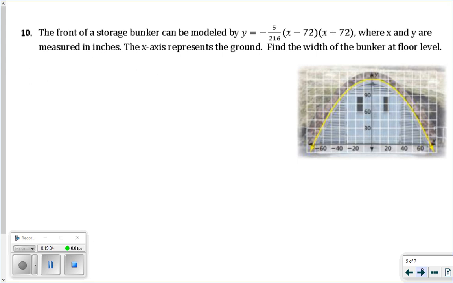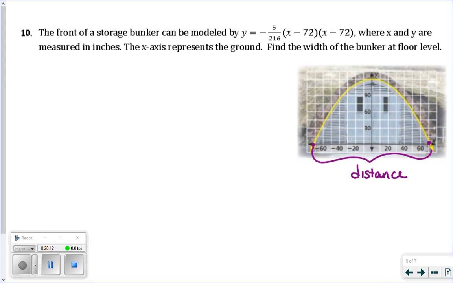It says the front of a storage bunker can be modeled by this equation, where x and y are measured in inches. The x-axis represents the ground. So the x-axis is where the floor is. Find the width of the bunker at that floor level. So I basically want to know the distance from here all the way to here. What is this total distance across where the bunker enters the ground? How wide is that? Okay, so I'm trying to find this distance.